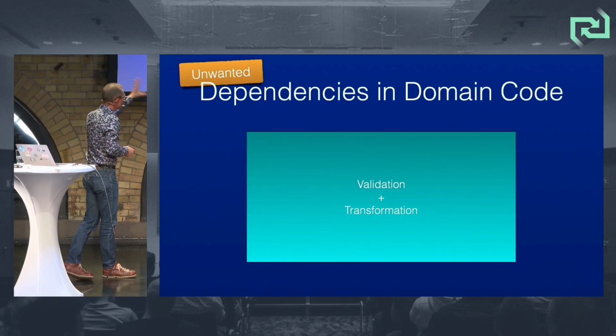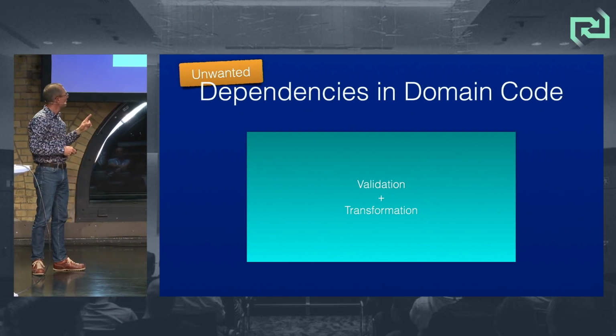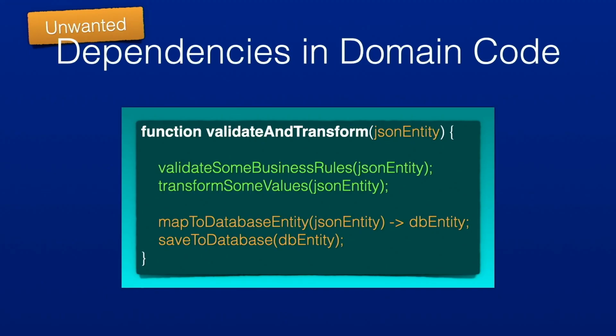So let's look at this validation and transformation. I'll leave out the database, and I'll use some pseudocode. Only a few of you are coders, so let me try to explain this so that it's easy to understand. I've got some function here, validate and transform, and the input data is a JSON entity. JSON is some format of transporting data.